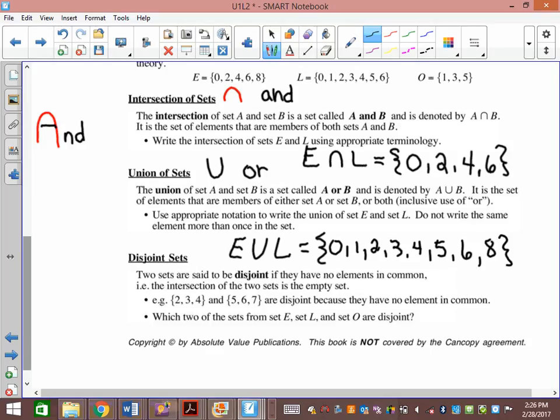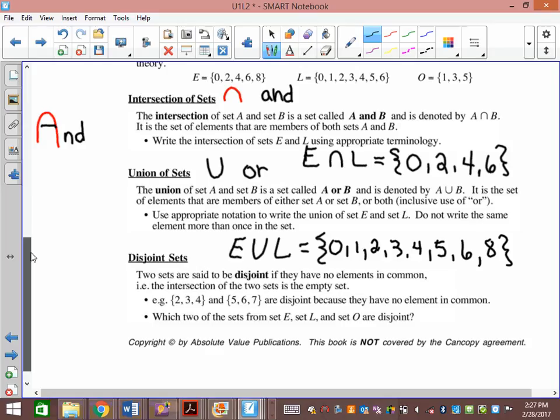So does or always have more? Or have more or and? If you have to be in this one and in this one, or is going to have more. Now, or sometimes doesn't have more. Or would only have more if both sets actually didn't contain the same amount. But if both sets were the exact same set, and an or would be equal, actually. But that's the only way. Other than that, or has more.